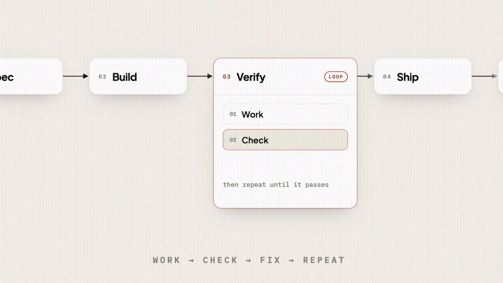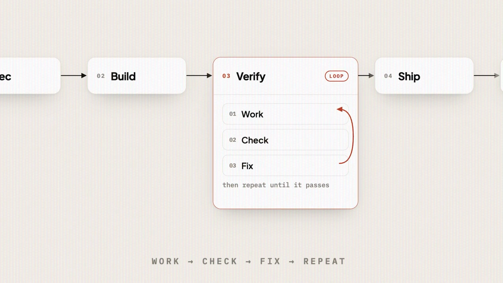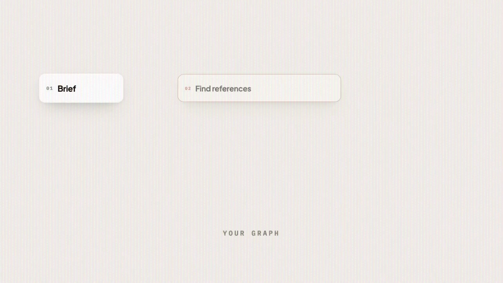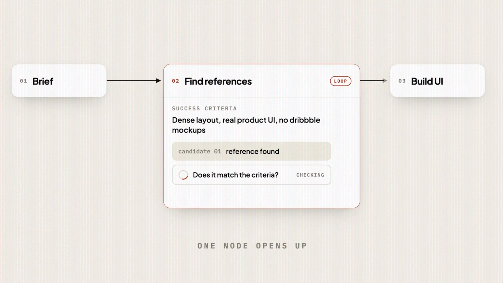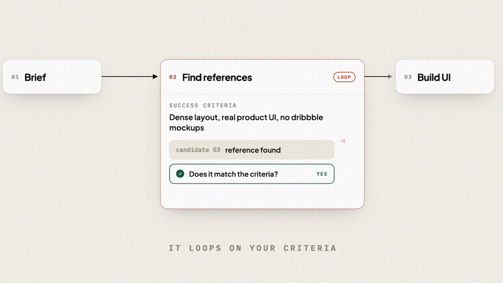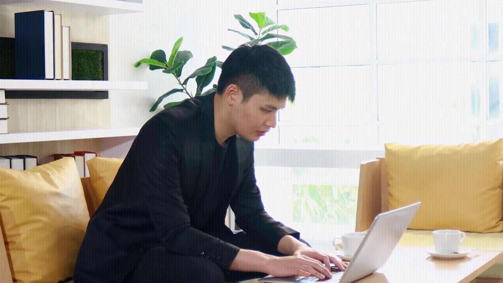The bit that I found the most useful is that they nest. Any node in that graph can itself be a loop. So for example, the web research node that we were talking about just now, if you give it a success criteria for what a good front-end reference actually looks like, now it's actually looping inside your graph, right? So it was never really loops versus graph to begin with. A loop is really just a graph with a cycle around it.